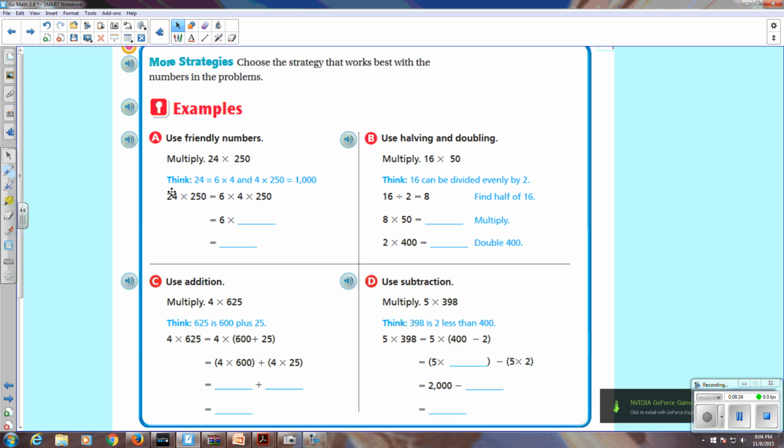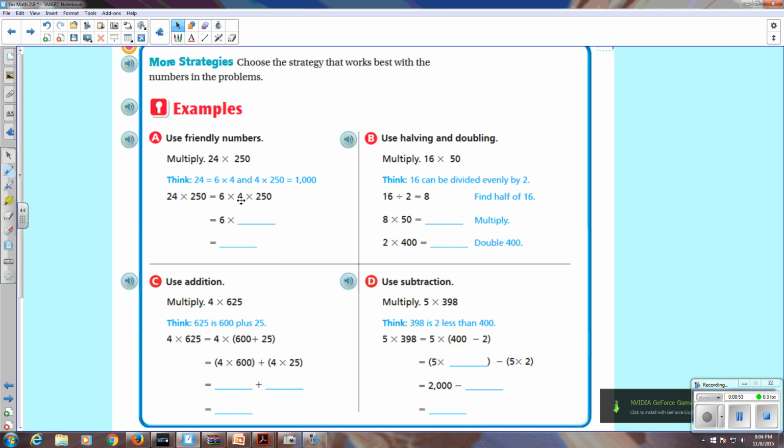But if I think inside my head that 24 really is 6 groups of 4, that helps me because I know that 4 groups of 250 is 1,000. So instead of doing 24 times 250, I'm going to do 6 times 4. That's where I got my 24. I'm going to break it up into 6 and 4, and I'm going to multiply that by 250. And again, now I'm going to use my associative property.